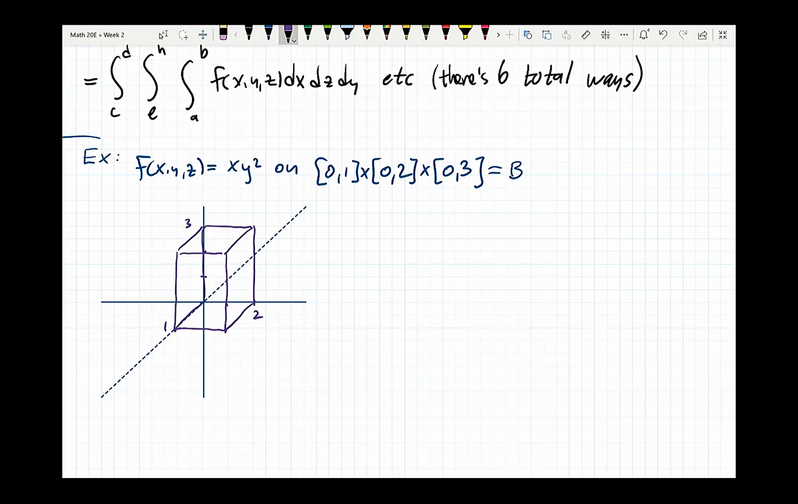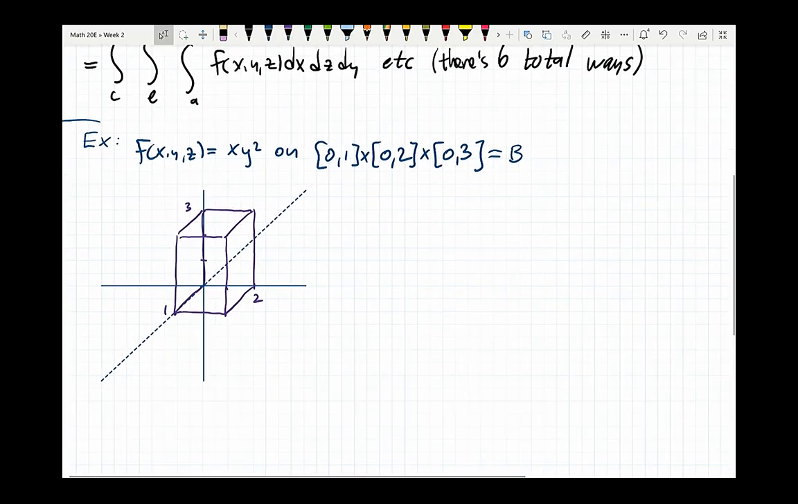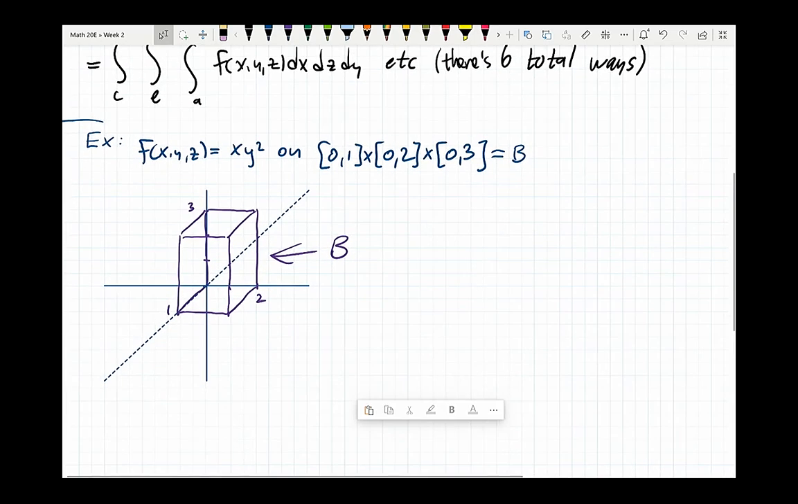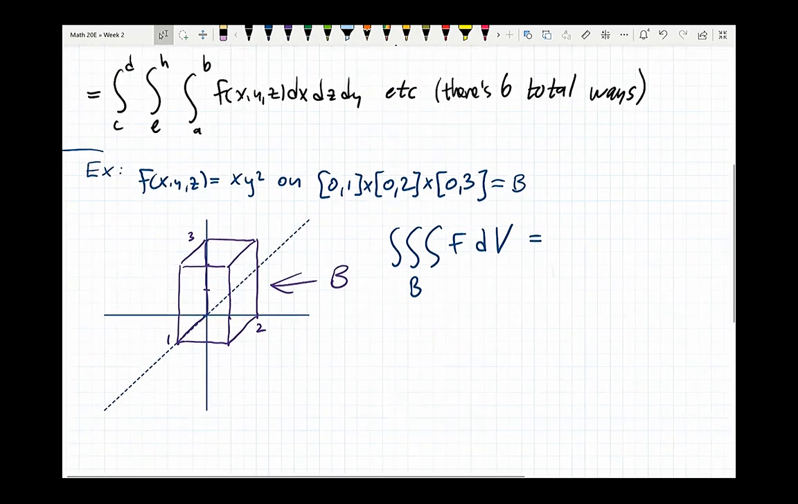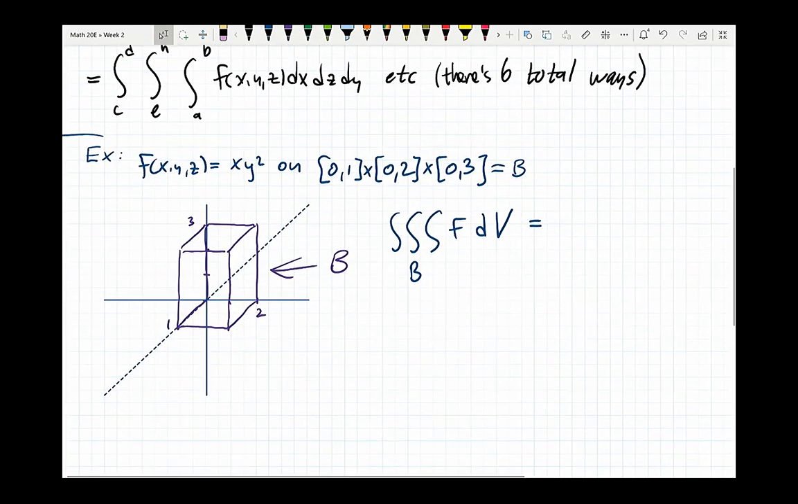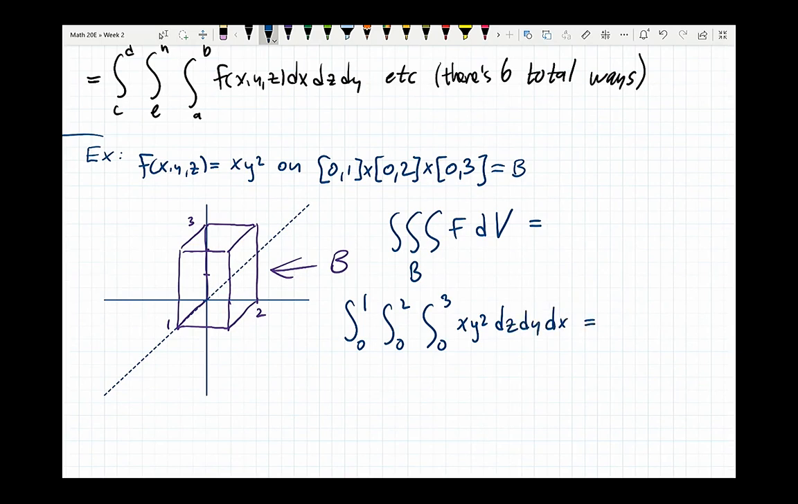Okay, cool. There's a nice box. So that is the volume B. And what does that integral come out to be? According to our iterated integral formula, that would be the integral from 0 to 1, 0 to 2, 0 to 3 of xy squared dz dy dx.